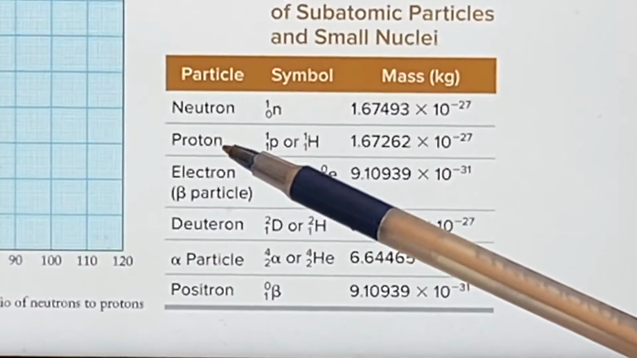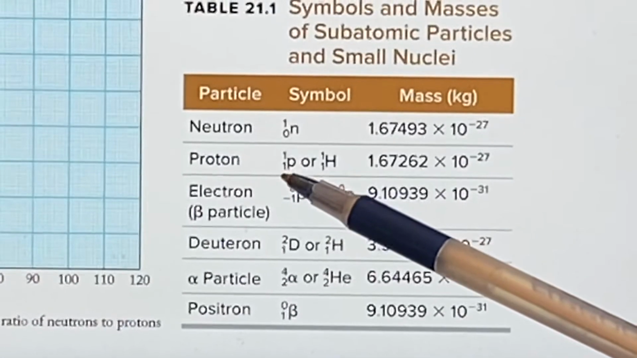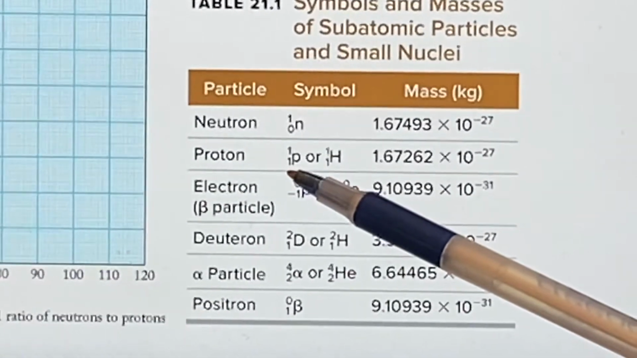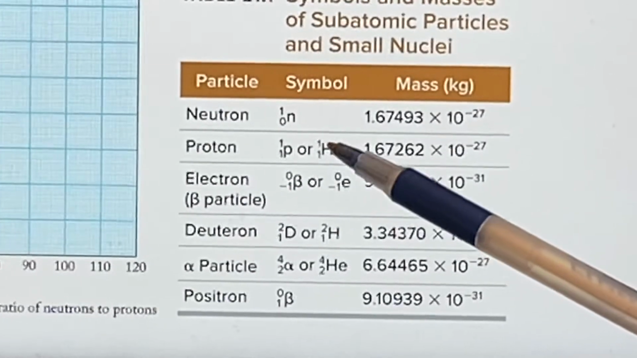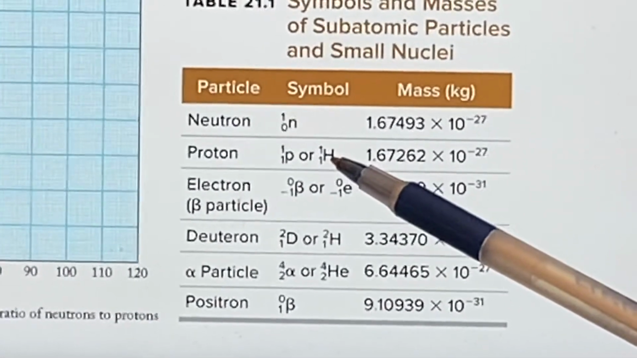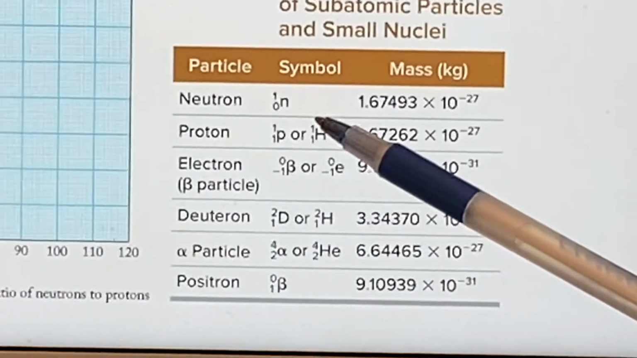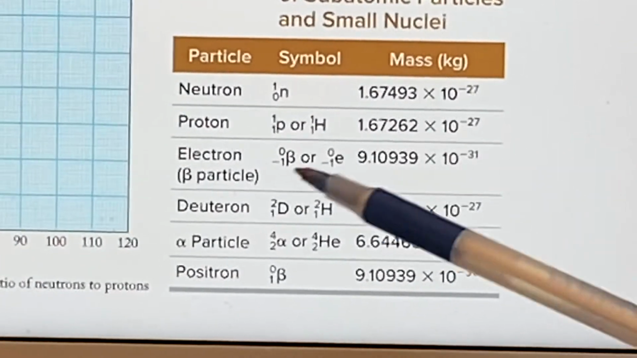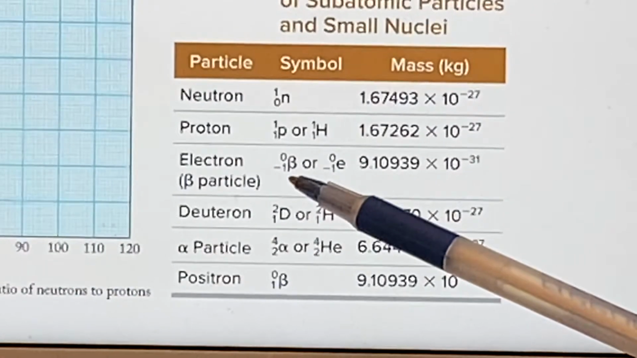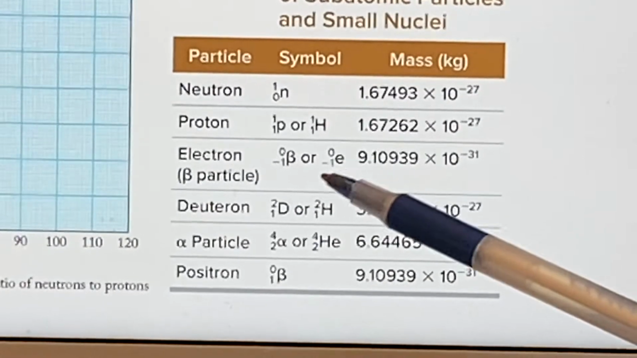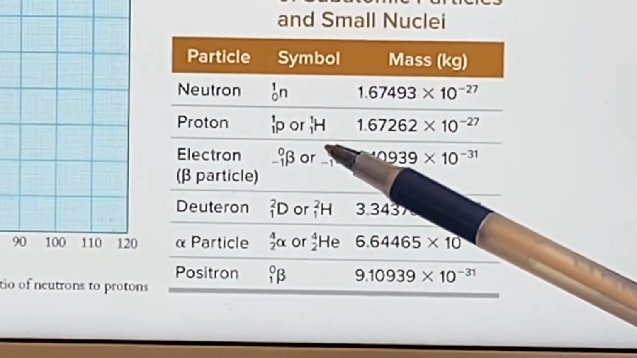A proton could be written either as a P for proton, it's got a charge of +1 and a weight of 1, or you could write it as, hey, that's a naked hydrogen, right? It doesn't have an electron with it, so it has a positive charge and it has a mass of 1. The electron could be written as the beta particle, or you can say, yes, E for electron. But in either case, it's got a charge of -1 and a mass of 0.